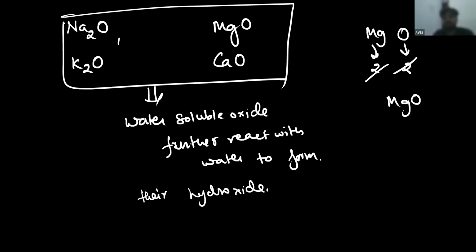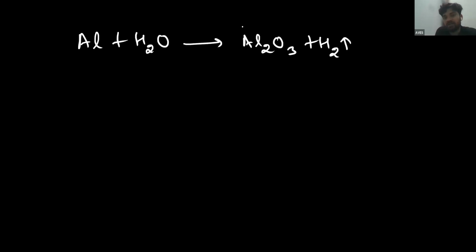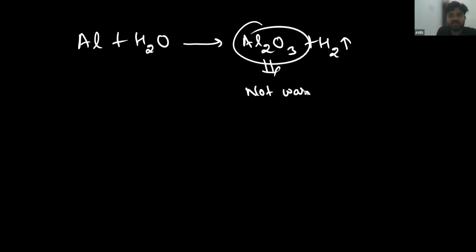So moving to this portion, which are the water soluble oxides? The first four metals form water soluble oxides. The other metals like aluminium, when they react with water, form Al2O3 plus hydrogen gas. But aluminium oxide is not water soluble, so it will not react further with water to form aluminium hydroxide.